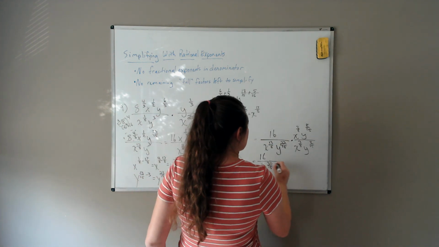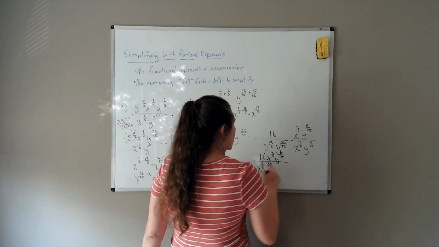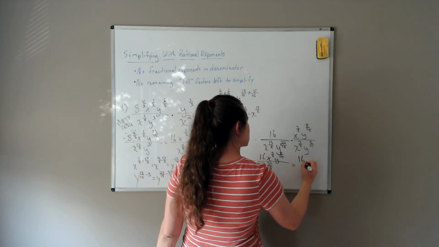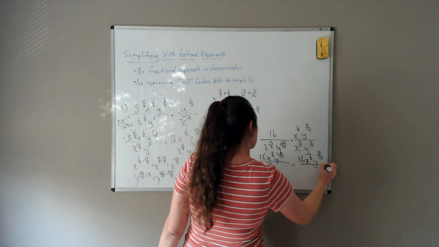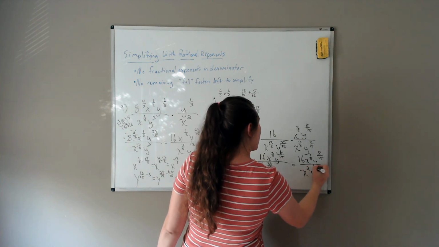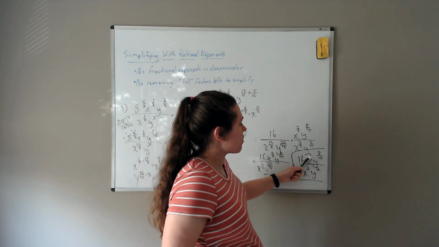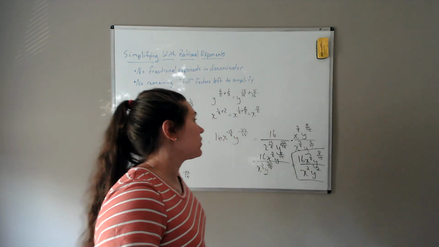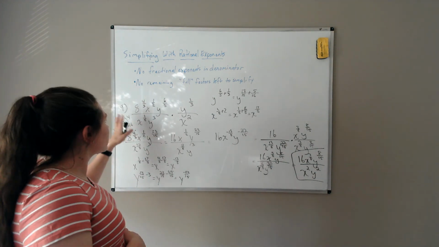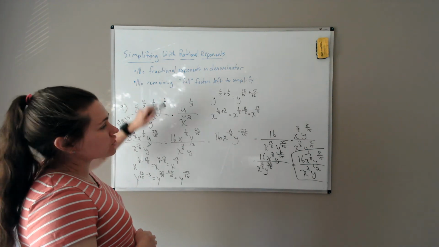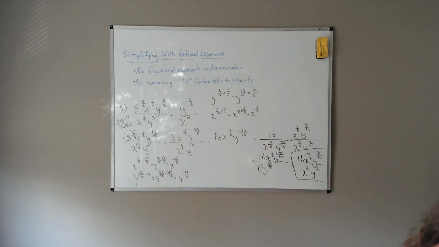So that leaves us with 16 x to the 3/8, y to the 8/15 all over x squared, y squared. And you know you're done because these are integer exponents, and both of these numbers are now smaller than 1. Okay, so simplifying with rational exponents, a brand new topic. Take your time when you're doing these. These two rules are extremely important, and they allow you to remember when you are done simplifying your rational exponent expressions.